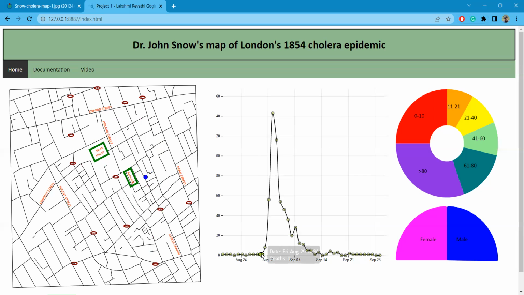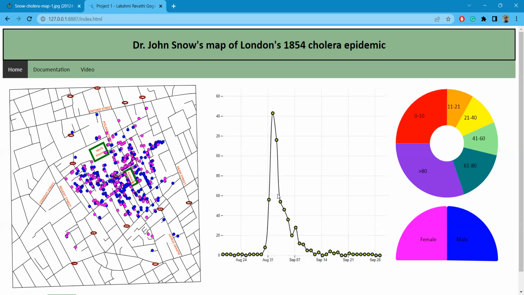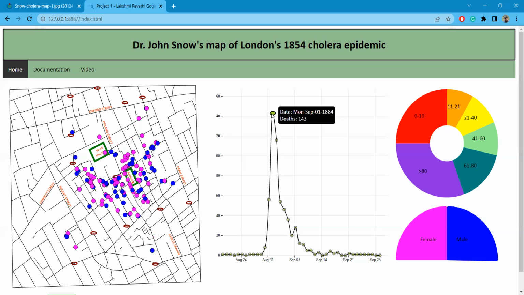For example, the number of deaths on August 29th is only one. And by this analysis, I observed that the major number of deaths happened from August 31st to September 7th. In this week, the major number of deaths caused on September 1st. Those are 143. And this interactive version represents the number of deaths in the street map as well.